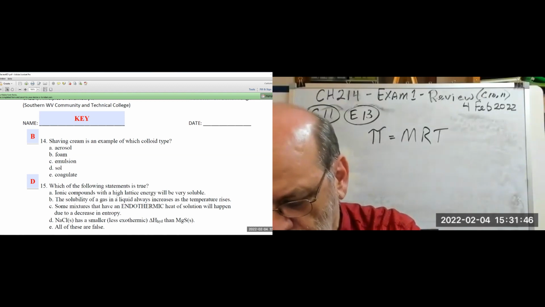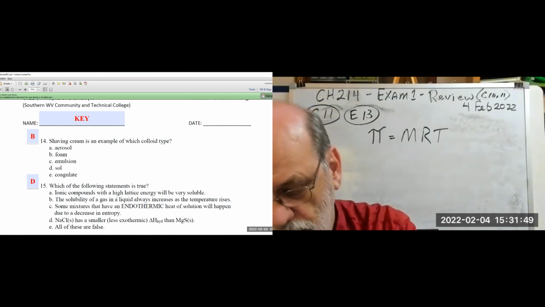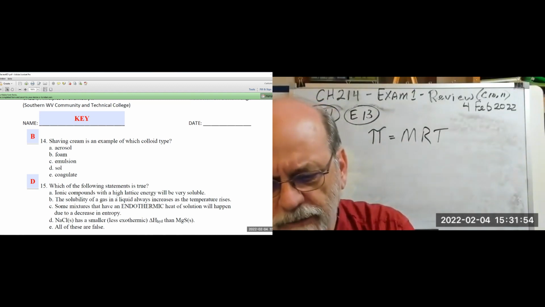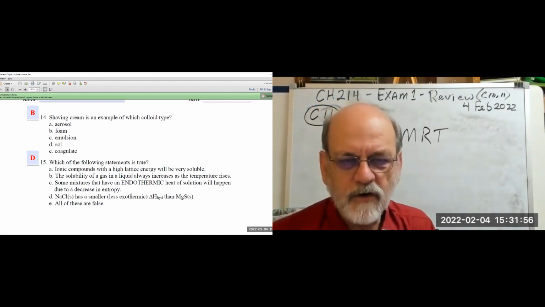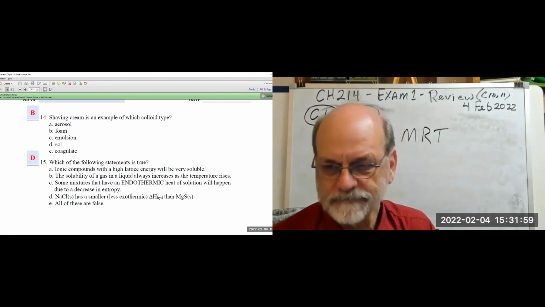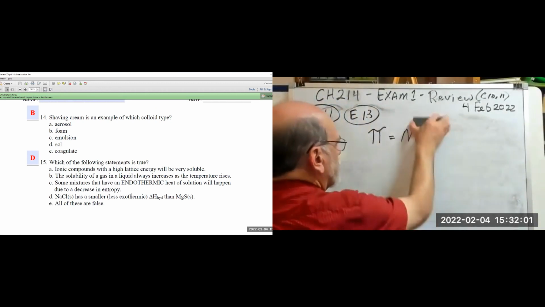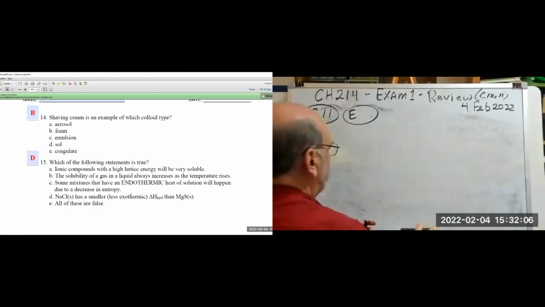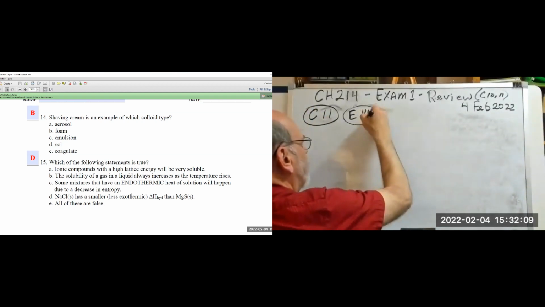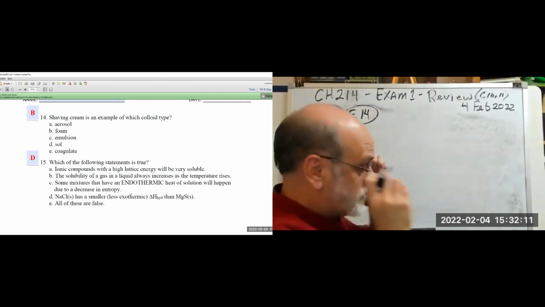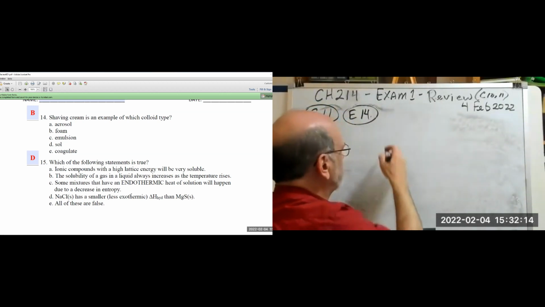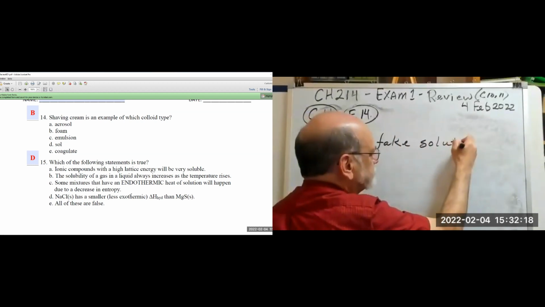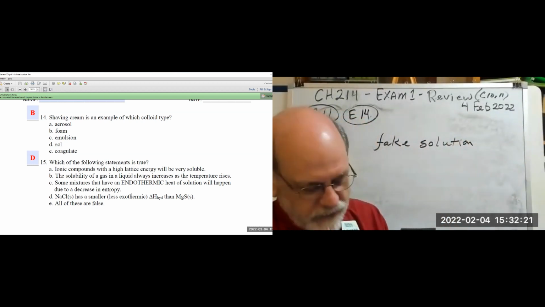All righty. I'm getting there. 3:30. Okay, one more in the easy section, and then we'll go to moderate. Shaving cream is an example of which colloid type? Remember what a colloid is? I think of a colloid as a fake solution. It's not really a solution.